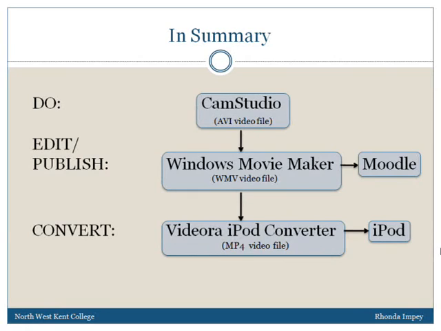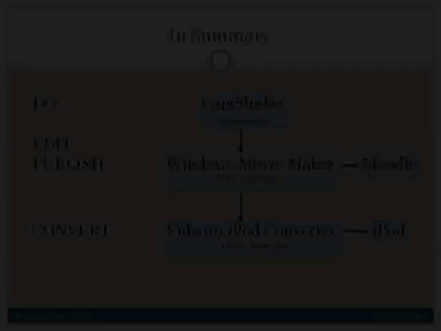In summary, we used CamStudio for our screen capturing, which we then edited and published using Windows Movie Maker, at which point we had the option to upload this video file to Moodle, viewable on student PCs. We also converted this file to an MP4 format using Videora, able then to be transferred to the iPod using iTunes, and all without expense.